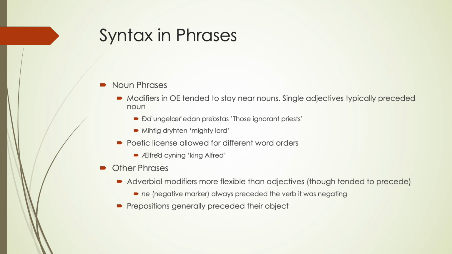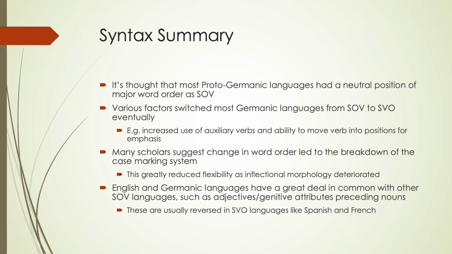So as I mentioned, there's not a lot in syntax that we can really dive into and look at because we don't have a lot of examples, we don't have a lot of details, besides things like poetry and things that are translated. But to summarize what we do know, it's thought that most Proto-Germanic languages had a neutral order as subject, object, verb, which is what we see at the beginnings of the English language until we start seeing a shift. And various factors shifted most of these Germanic languages from subject, object, verb into eventually becoming subject, verb, object. So we see this in other Germanic languages besides English as well.